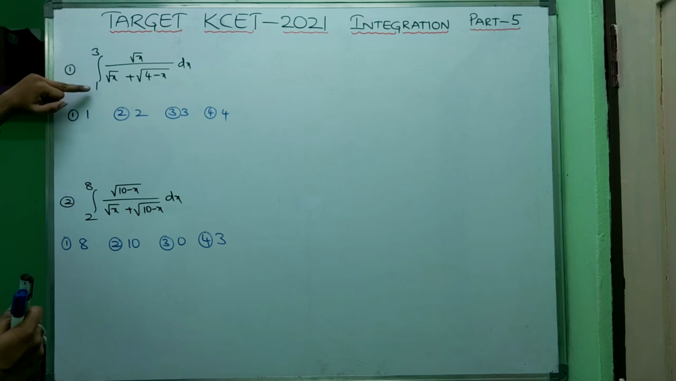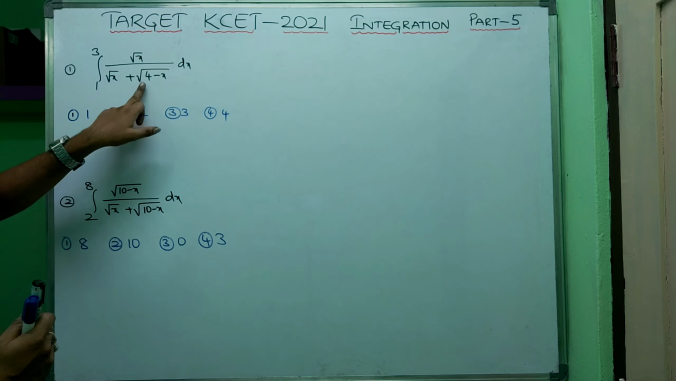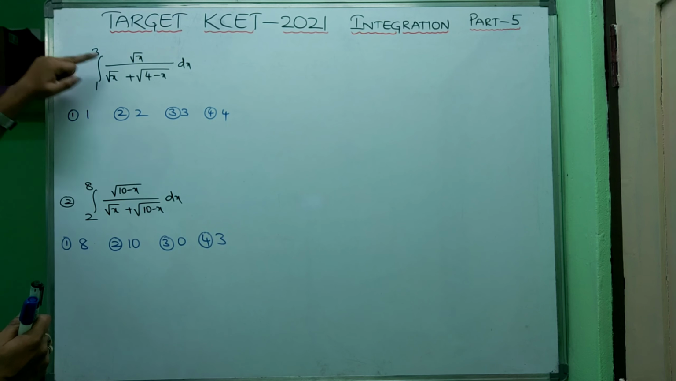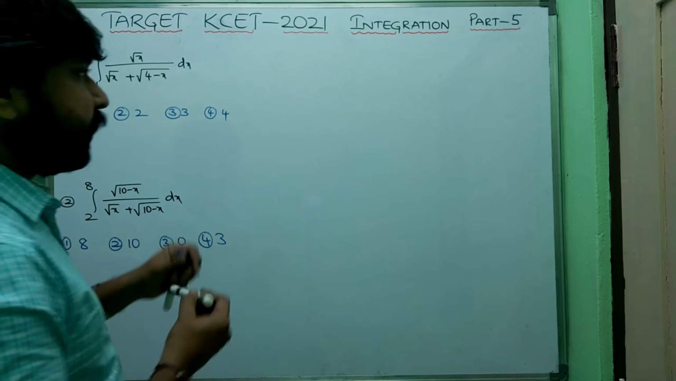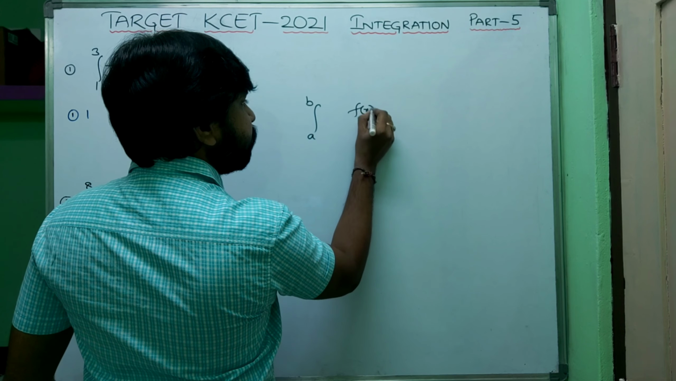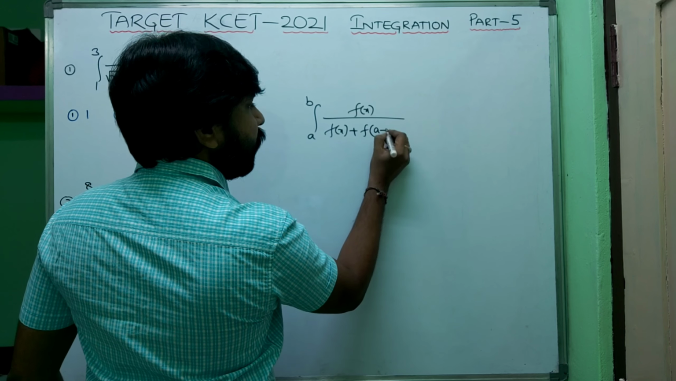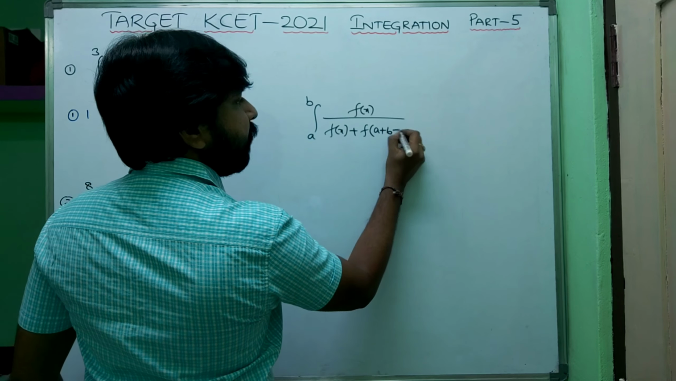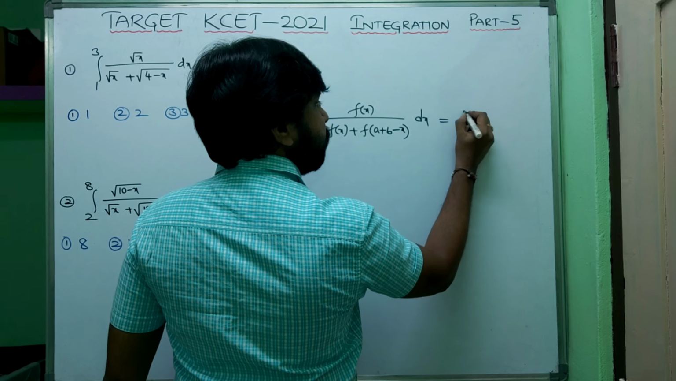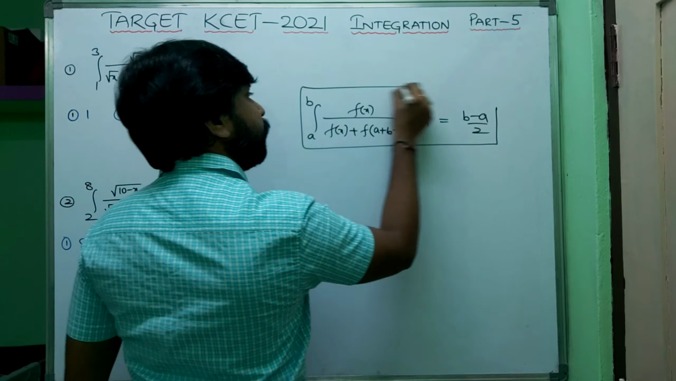This is the integral from a to b of f of x by f of x plus f of lower limit plus upper limit minus x, dx. So what is the property here? I'll write here: integral a to b f of x by f of x plus f of lower limit plus upper limit minus x, dx. Then the value becomes b minus a by 2. This is the shortcut formula, friends.